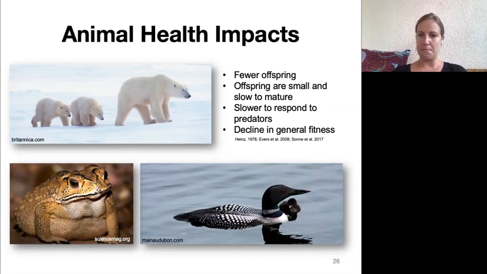Once mercury becomes embedded in the soil or water, it becomes methyl mercury that can easily be accumulated in fish, which not only harms the fish, but all other animals which consume it, including humans. Studies have shown that animals which have high levels of mercury have fewer offspring. They're often small and slow to mature. They're slower to respond to predators, and overall, there's a decline in general fitness.